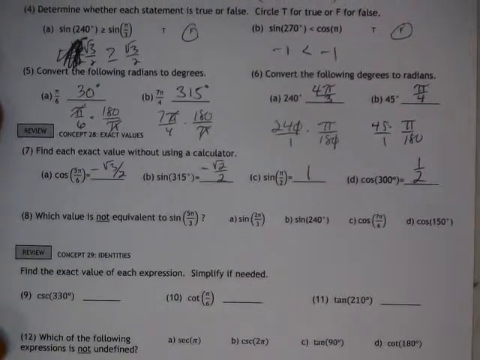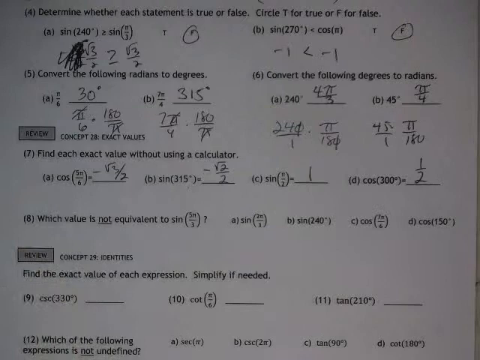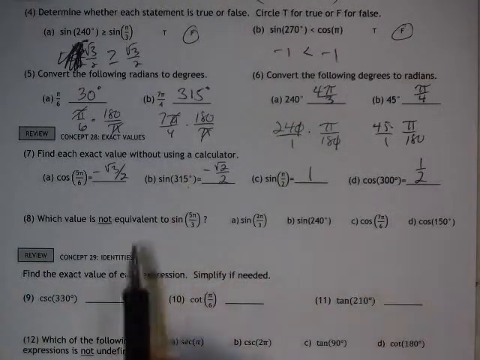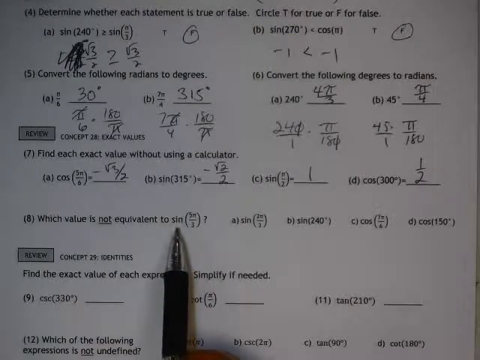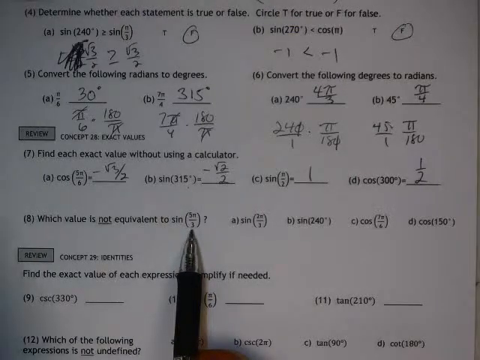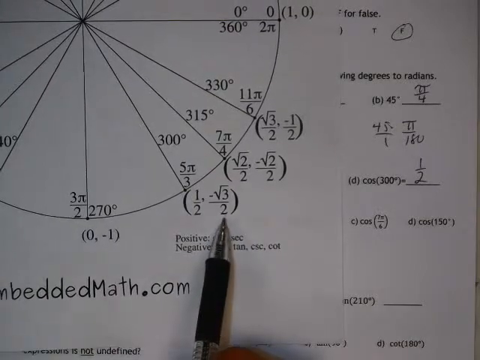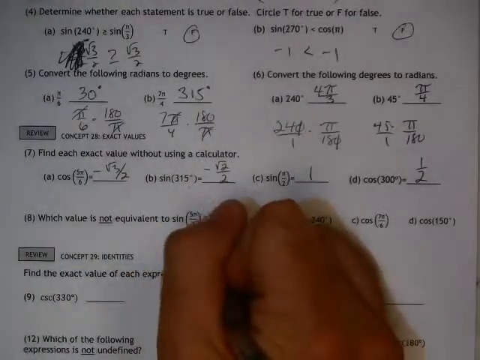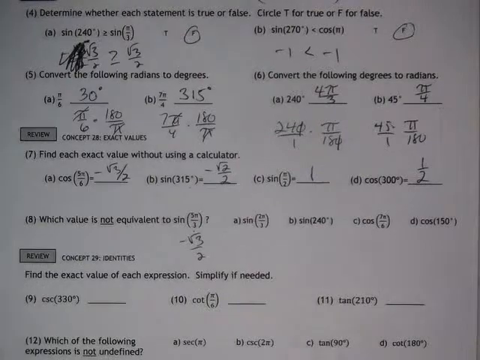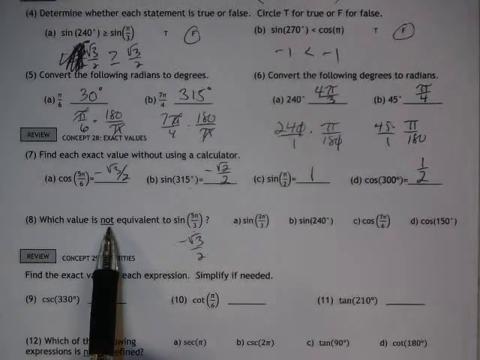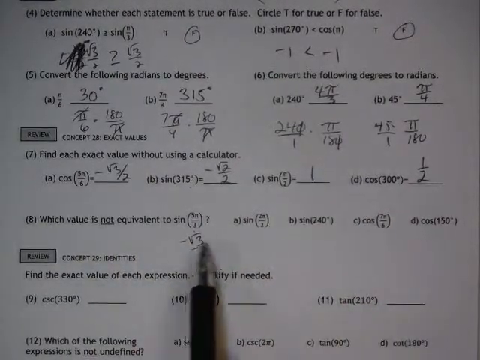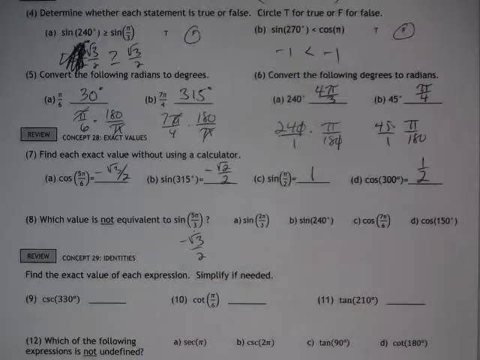Last one in this video, number 8. Which value is not equivalent to sine of 5 pi over 3 radians? So first thing we have to do is find the y value at 5 pi over 3. There's 5 pi over 3. The y value is negative square root 3 over 2. So what we're looking for, it says which is not equivalent to this, meaning one of these four is not going to be this negative square root 3 over 2.